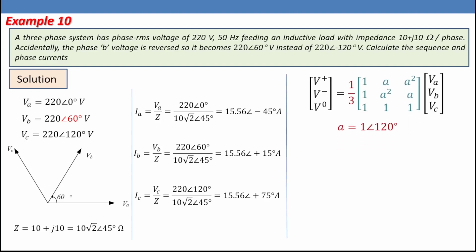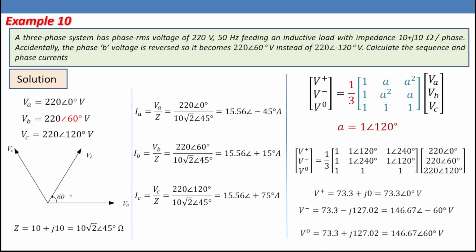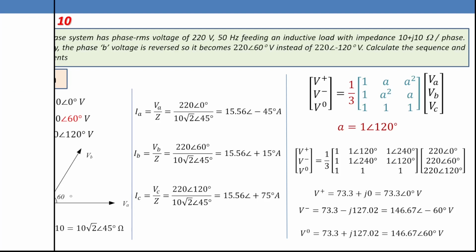We are going to calculate the sequence voltages, V positive, V negative, V0. V positive equals 73.3 using these matrices, V negative equals 146.7 angle minus 60 degrees volt, and V0 equals the same value, 146.7 angle 60 degrees volts. It's clear that the system has severe imbalance because the negative sequence and the zero sequence have a high amplitude.